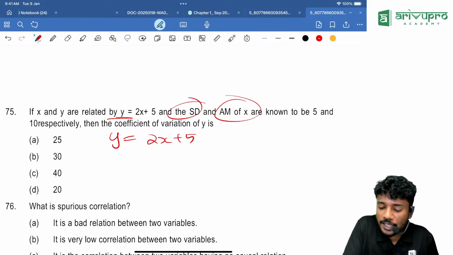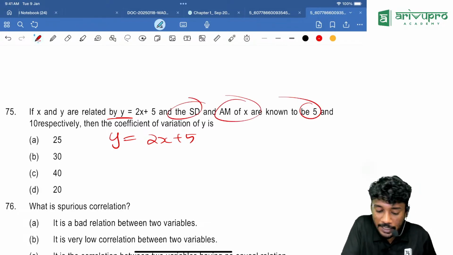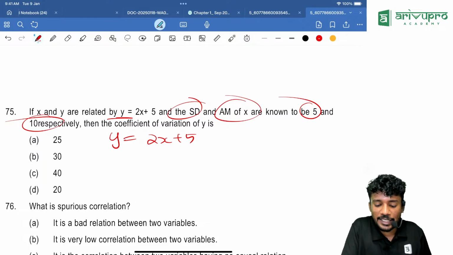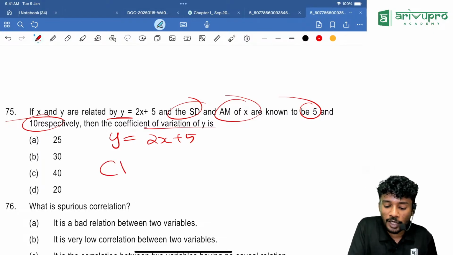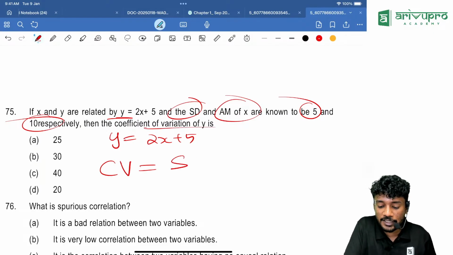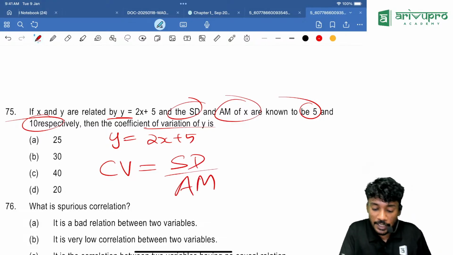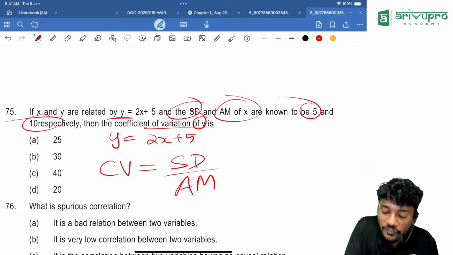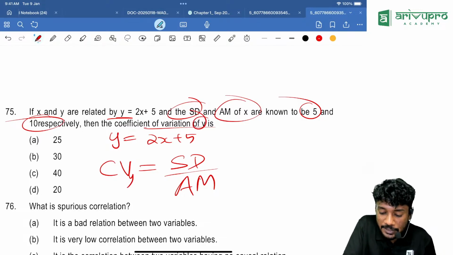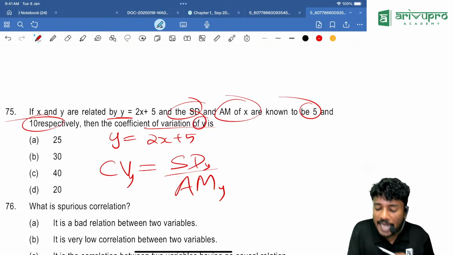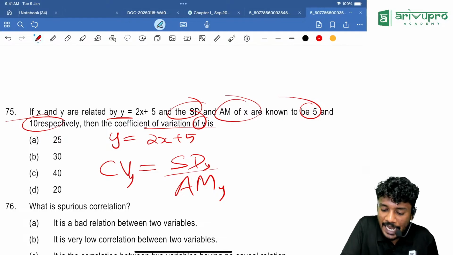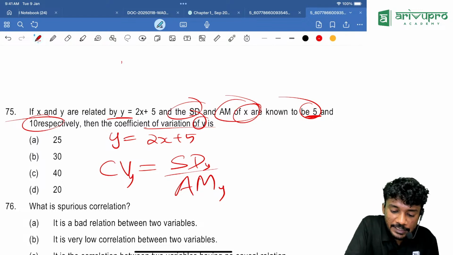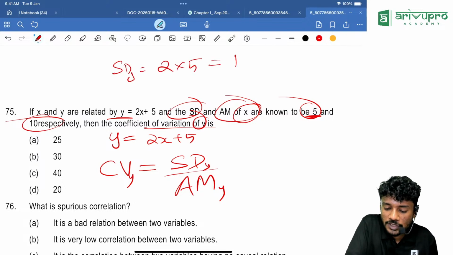75th question. Again, if x and y are related by y = 2x + 5, and the standard deviation and arithmetic mean of x are known to be 5 and 10 respectively, then find the coefficient of variation. What is the formula? Coefficient of variation is equal to standard deviation divided by arithmetic mean. Now what are they asking? Coefficient of variation of y. That means standard deviation of y and arithmetic mean of y. Standard deviation of x is given. How much is it? 5. That means standard deviation of y is equal to 2 into 5, which is equal to 10.